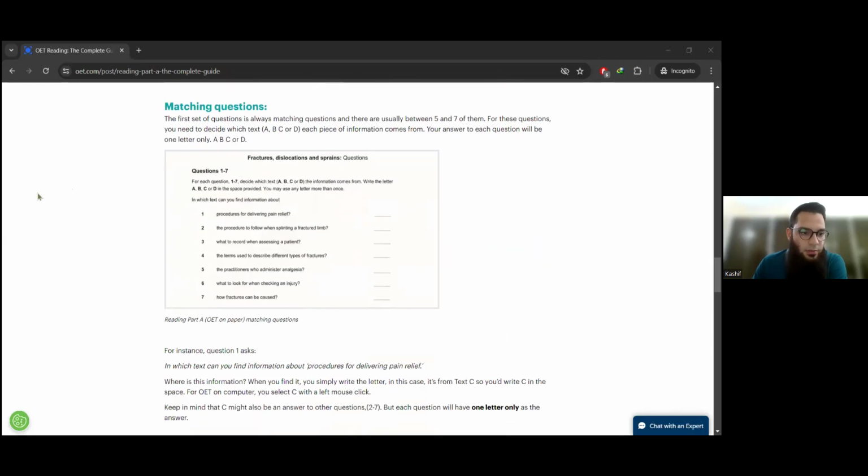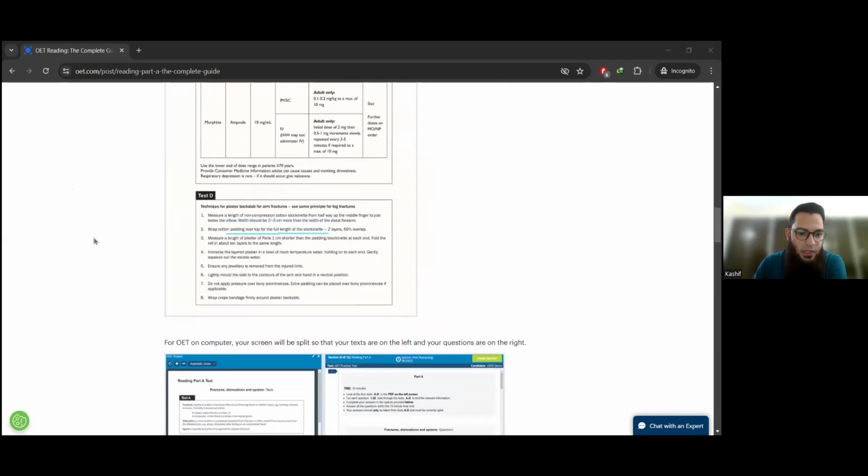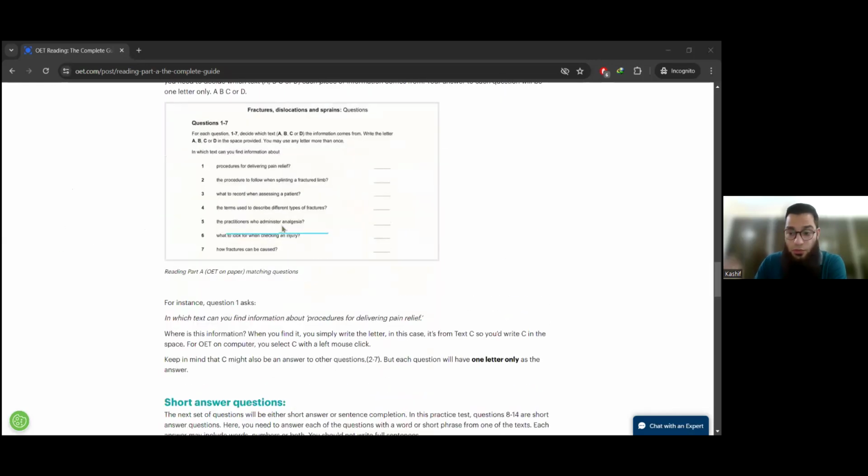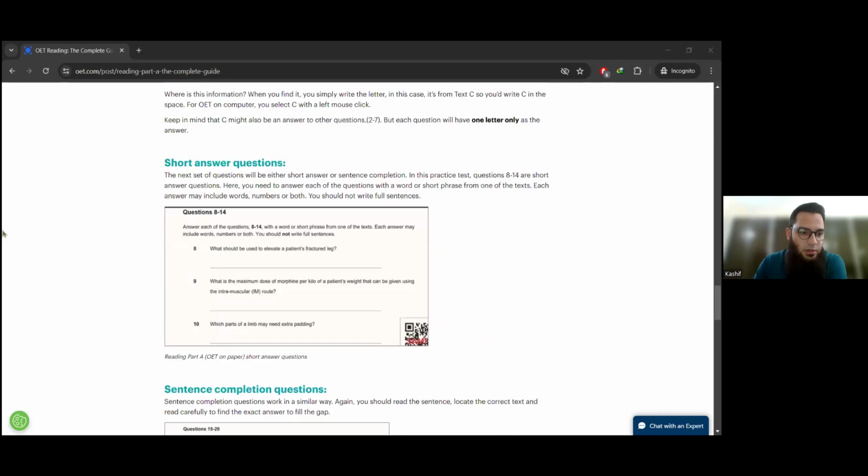Similarly, the procedure to follow when splinting a fractured limb. What is the procedure? I think it should be in part D. Similarly, go on. You should only give 3 minutes to this part, and easily in 3 minutes you can do these 7 questions.